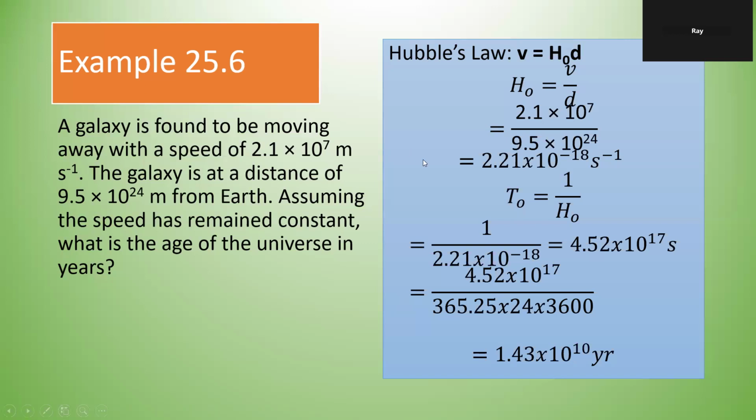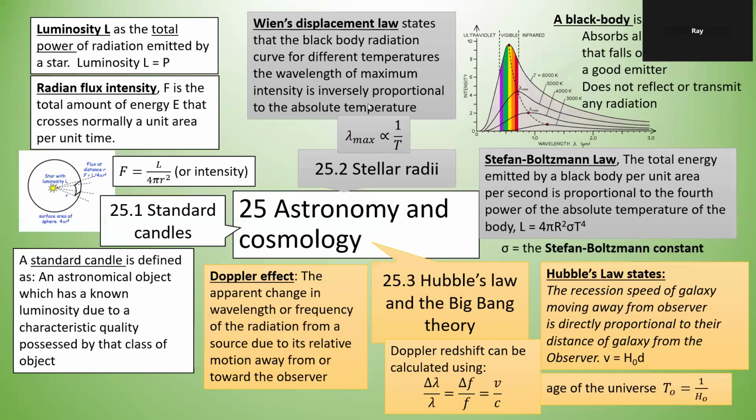Here we got it in seconds. We convert it to hours by dividing by 3,600. Divide by 24 to give days. Divide by 365.25 days to give years. Anything that's not clear? Okay, so that's all that we have covered for astronomy and cosmology.